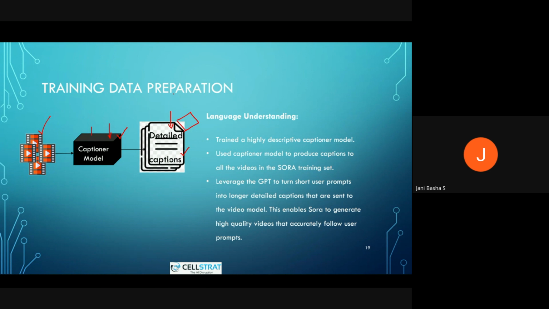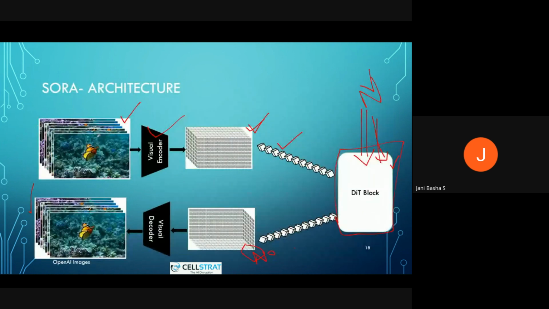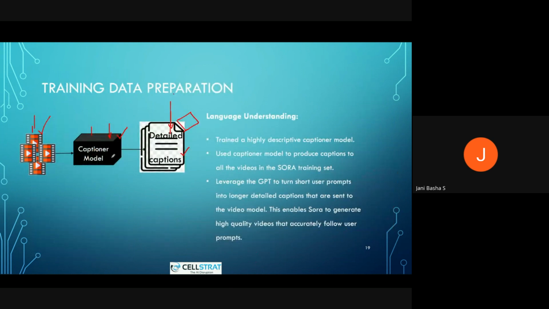Once it generates the captions, we have now the data for the training process, wherein we have textual prompts and then videos. So here we can see we have videos and we need the textual prompts also. Those two we have now. For this purpose, they have used this captioner model. And even during the inference time we need the captions.